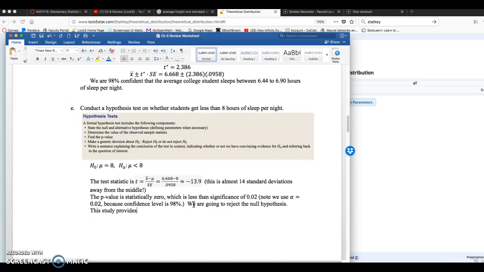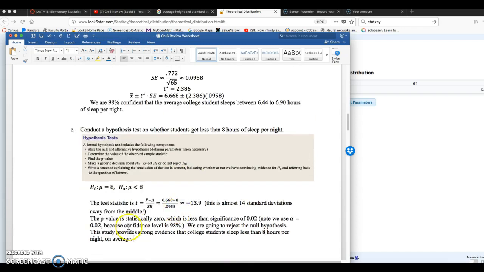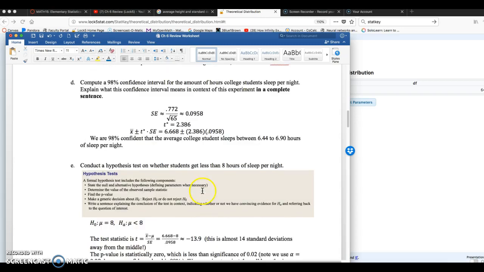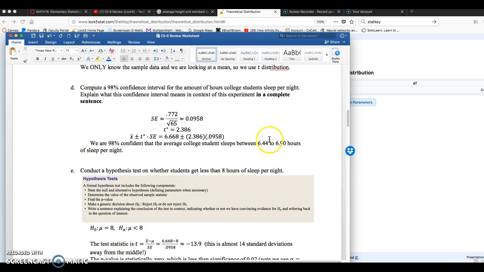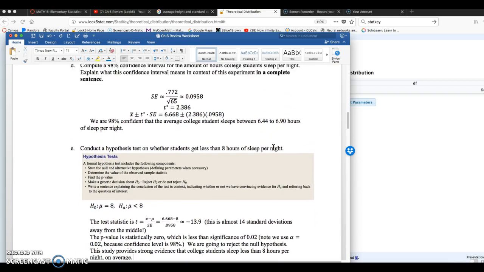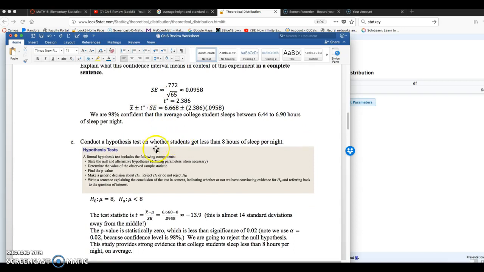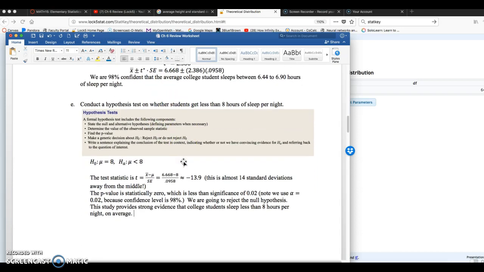This study provides fairly strong evidence that college students sleep less than 8 hours per night on average. All right, that completes the hypothesis test. Just one last note, the hypothesis test was to reject the null that college students sleep for 8 hours and support the alternative, and so does the confidence interval. The confidence interval does not contain 8, doesn't even get fairly close to 8. So this is good evidence that, at least with these 65 college students, this was a good sample. College students get less than 8 hours of sleep.